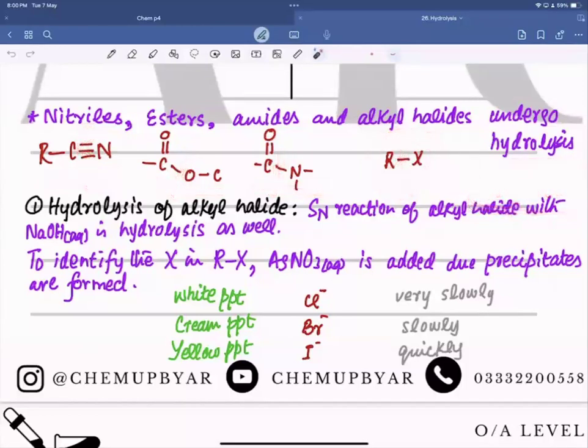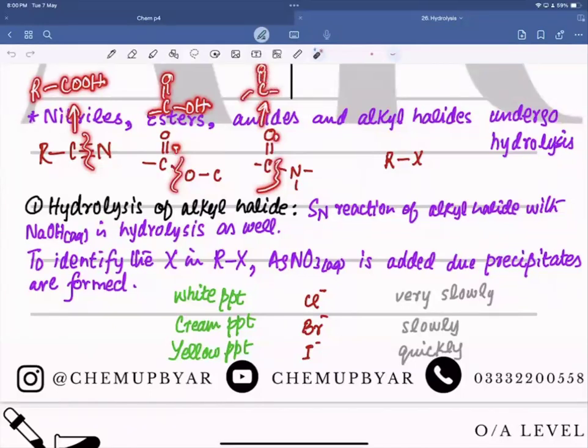Now, in these three cases, when this bond is broken, this C turns into a carboxylic acid. This C double bond O also turns into a carboxylic acid. And this C double bond O also turns into a carboxylic acid. So in these three, we get one common thing, that is a carboxylic acid. That's what we get when acidic hydrolysis has been done. Okay, this nitrogen in acidic hydrolysis will turn into an ammonium ion.